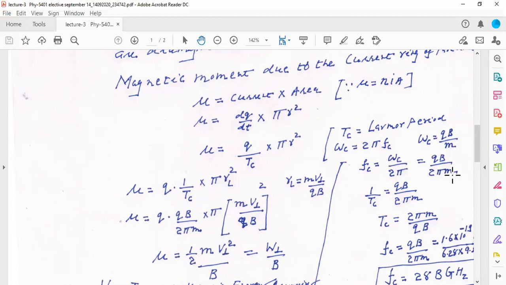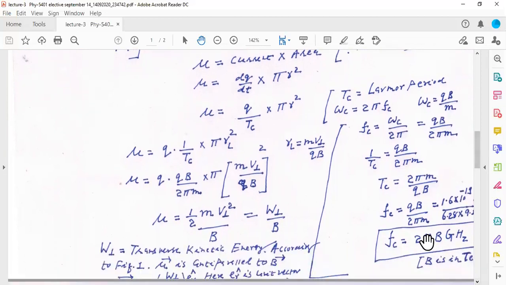If you put this value here, you will get fc equal to 28 times B, in the order of gigahertz. So if you want to solve any numerical problem, if you want to calculate the Larmor frequency, and the magnetic field strength is given, you can directly use this expression. And here you see that the magnetic field B, which we are using, is in the MKS system, and we measure it in Tesla.